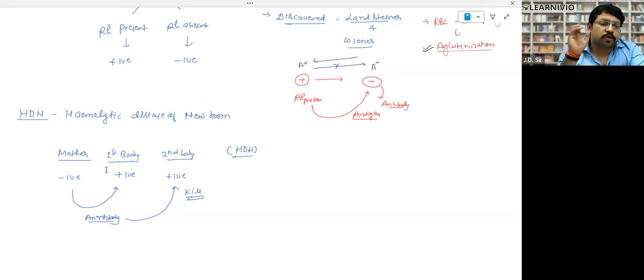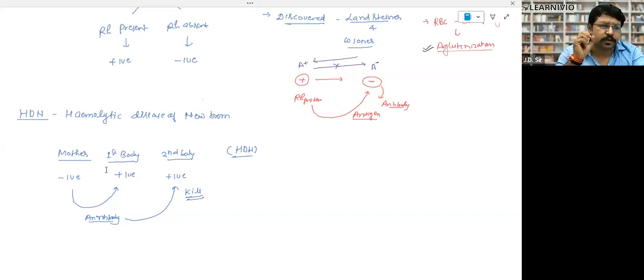Look, the function of placenta. Please study the function of placenta. You can get this question in board. Most probably you will get this question. Function of placenta is a very important question from the human reproduction part, right? Look, the function of placenta.